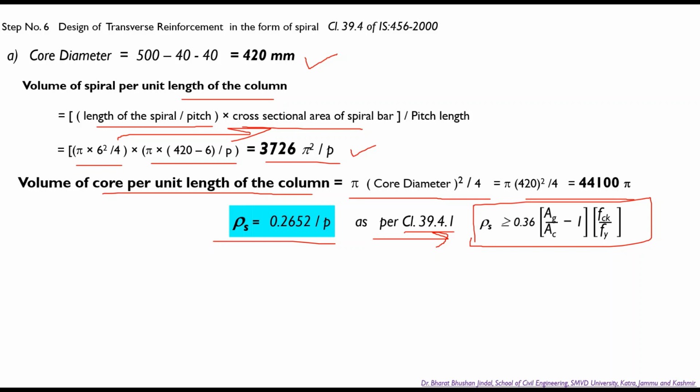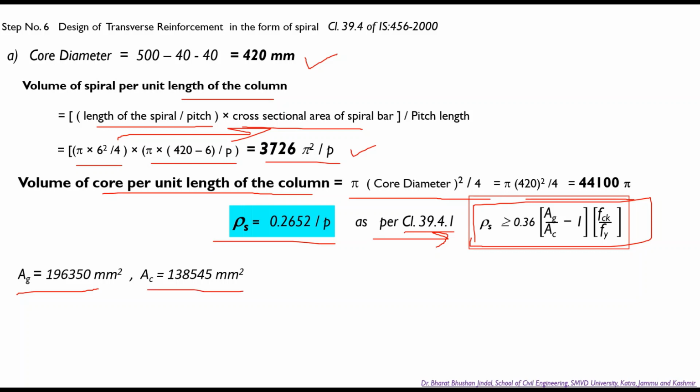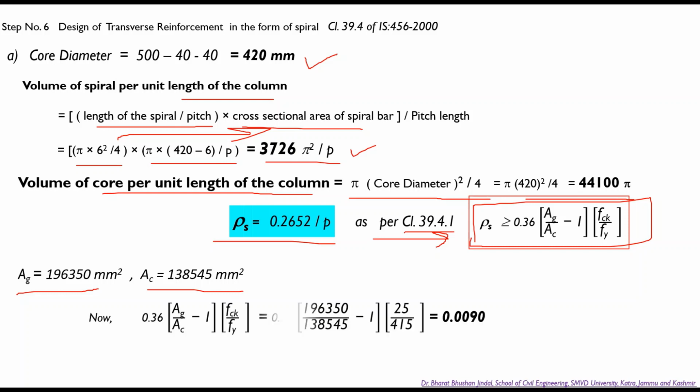That means AG, AC, etc. So they have their own terminology: gross area, concrete area, characteristic compressive strength of concrete, and characteristic strength of the steel. So gross area we have already calculated. That is based on the overall diameter of the cross section, and concrete area you can calculate by subtracting the area of steel from the gross area.